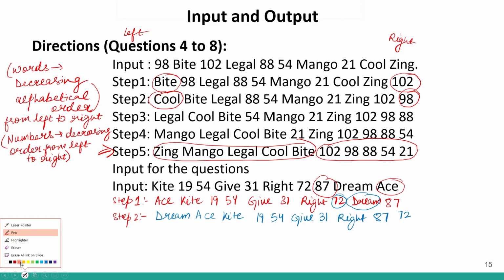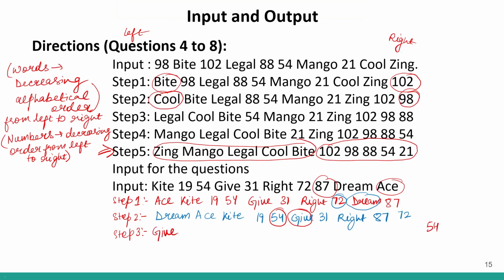Moving on to step number 3. We will look at the next word alphabetically, which will be give, and the next big number will be 54. So these two will change position. Everything else will remain the same. So the first one will be give and the last one will be 54. It will become give, dream, ace, kite, 19, 31, write, 87 and 72. This will be the arrangement.